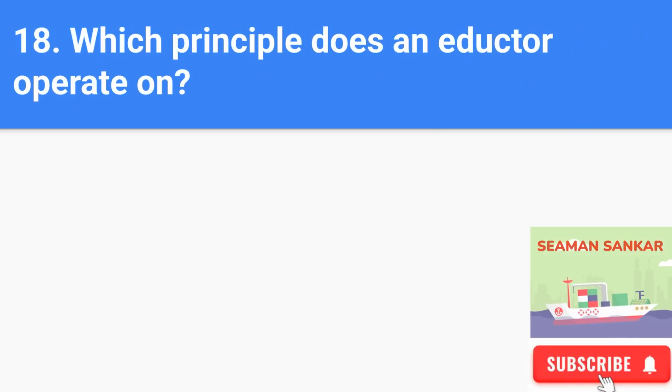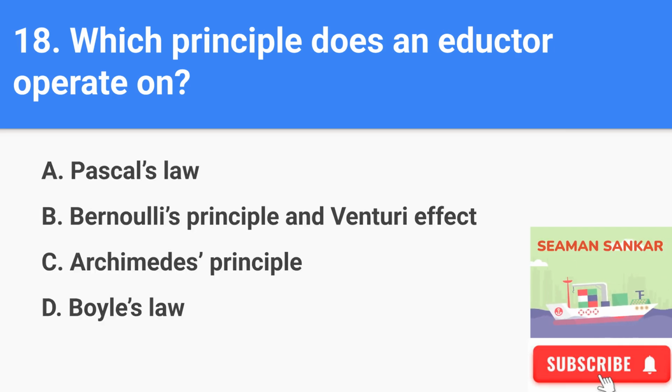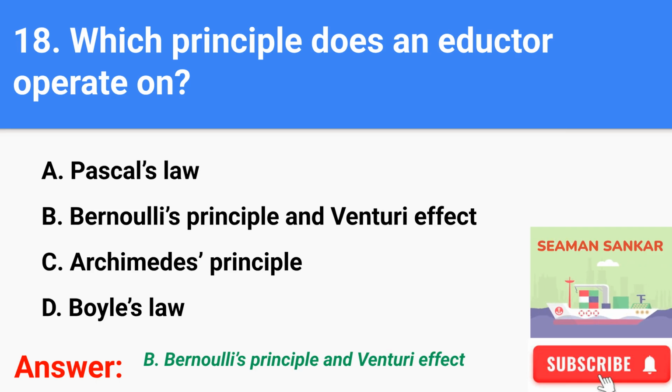Question 18. Which principle does an eductor operate on? A. Pascal's law, B. Bernoulli's principle and Venturi effect, C. Archimedes' principle, or D. Boyle's law. An eductor operates on B. Bernoulli's principle and the Venturi effect, utilizing fluid dynamics for operation.